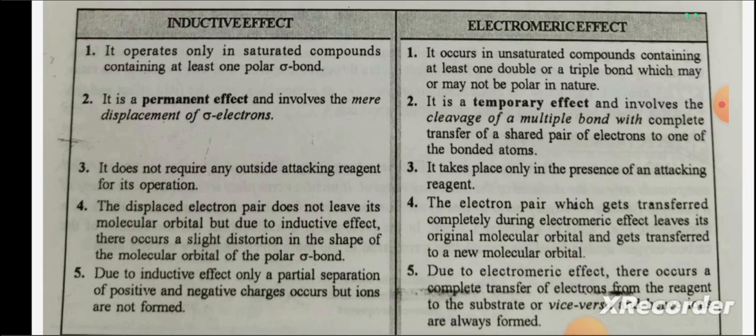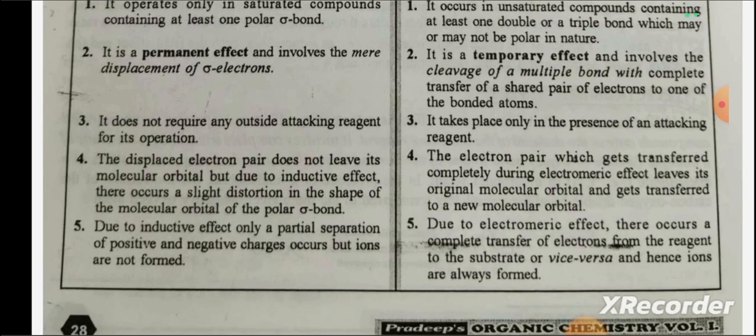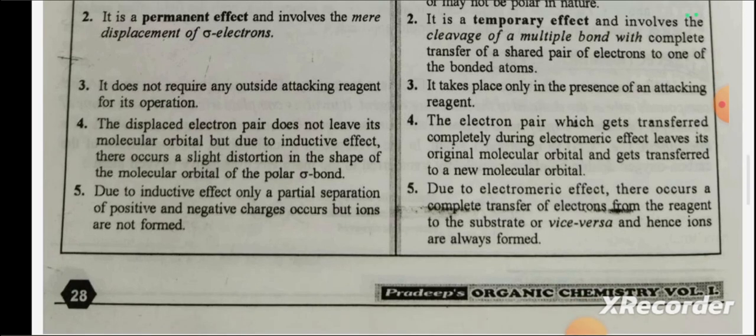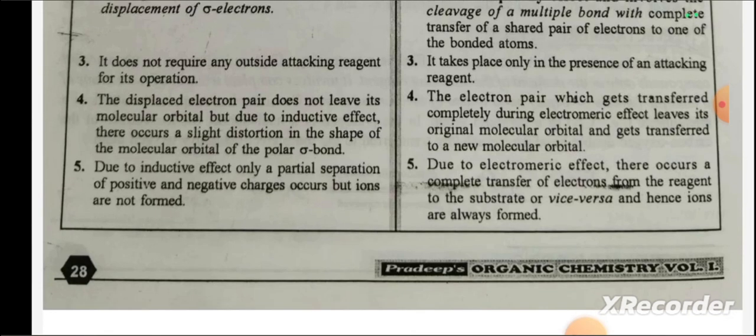The inductive effect does not require any outside attacking reagent for its operation, whereas the electrometric effect takes place only in the presence of an attacking reagent. Fourth point: the displaced electron pair does not leave its molecular orbital, but due to the inductive effect there occurs a slight distortion in the shape of the molecular orbital of the polar sigma bond. On the other hand, the electron pair which gets transferred completely during the electrometric effect leaves its original molecular orbital and gets transferred to a new atom.